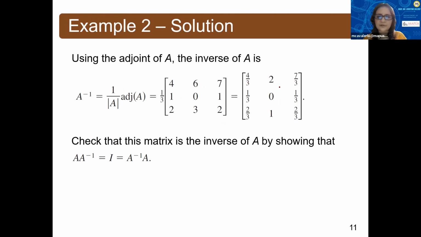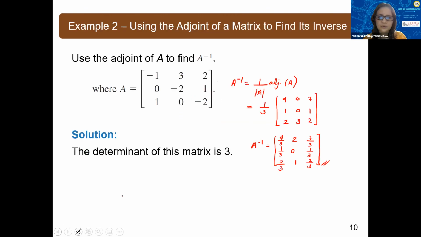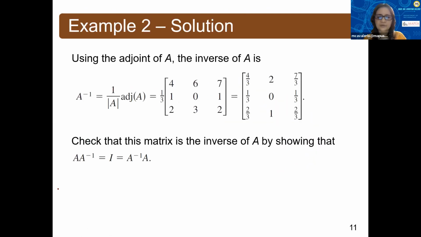So you have your 4/3, 2, 7/3, 1/3, 0, 1/3, and 2/3, 1, and 2/3. You can check whether the answer is correct by using this statement: A times the inverse of A equals I equals the inverse of A times A.